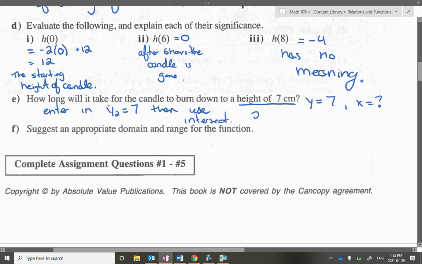So we should find it's 2.5 hours that our candle will burn down to a height of 7.